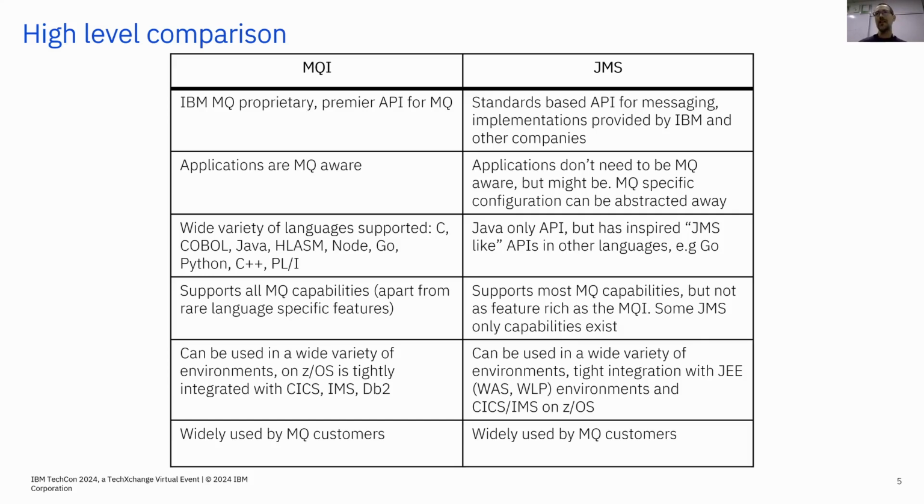I think in both cases, the MQI and JMS are widely integrated into all of the environments that MQ will run with. Certainly, if you're looking at MQ on z/OS, then both are tightly integrated with CICS, IMS, and Batch, as well as the WAS environments. And then, because both of these APIs have been around for a very long time, they are widely used by customers. We see lots and lots of customers making use of JMS, and probably maybe a little bit more making use of the MQI, but it's starting to get to the point where we see lots of customers using JMS, and it's almost equivalent to the number of customers using the MQI.